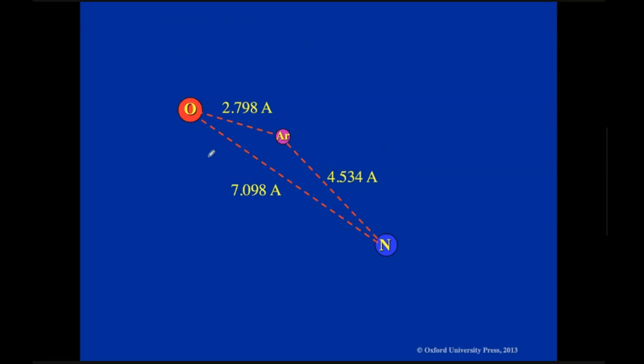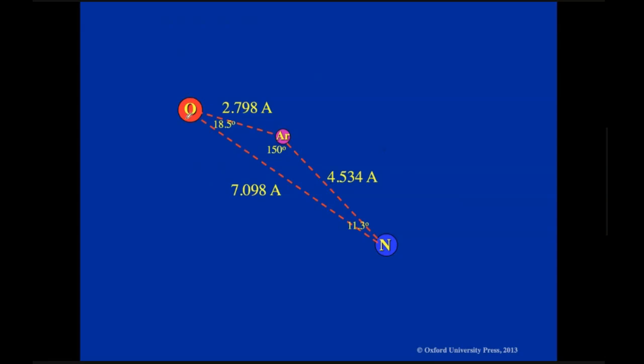Similarly, there exists an angle, right? Since it is in 3D space and we have three components, O, AR, and N, there is an angle exhibited between the three atoms, three points, which are given here: 18.5 degrees, 150, and 11.3 degrees, right? So we can say that this is the 3D pharmacophore of morphine. This is the 3D pharmacophore of morphine.